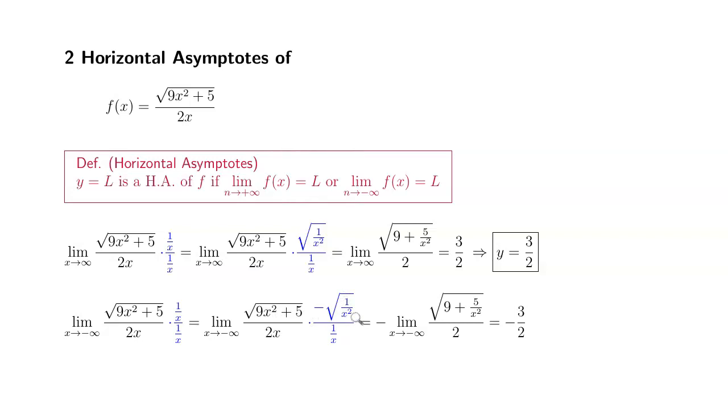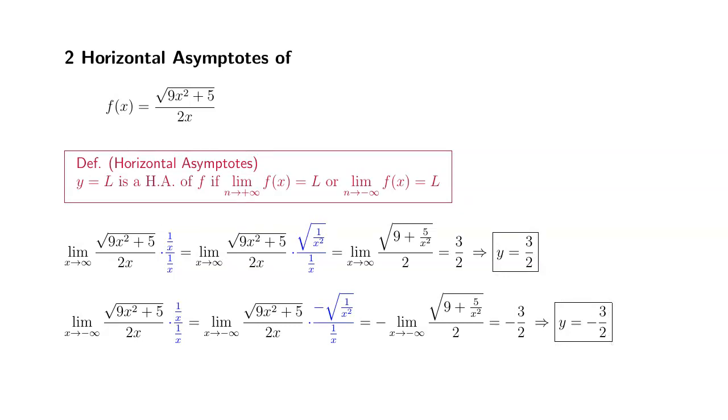So 9x squared divided by x squared gives you 9 just like before, and 5 divided by x squared gives you 5 over x squared. As before, as x approaches negative infinity, 5 over x squared will still approach 0. So you are left with negative square root of 9, which is negative 3 over 2. Since the limit is negative 3 over 2, we know that the horizontal asymptote is y equals negative 3 over 2. So we have two different horizontal asymptotes: y equals positive 3 over 2 and y equals negative 3 over 2.